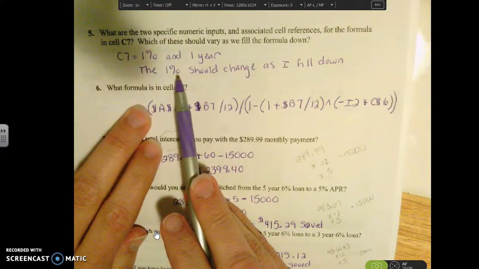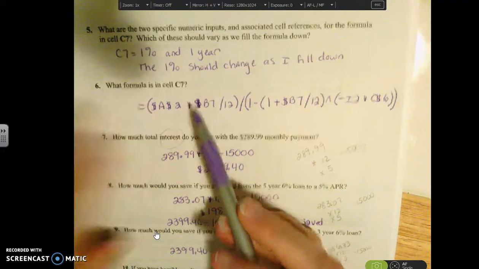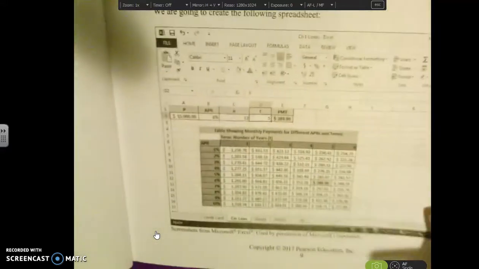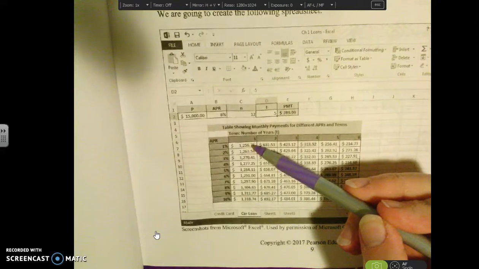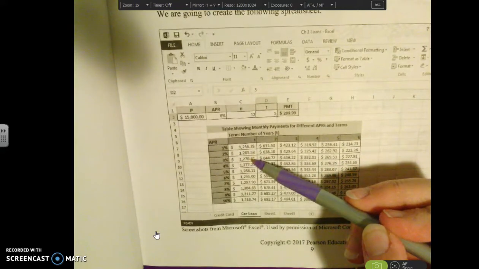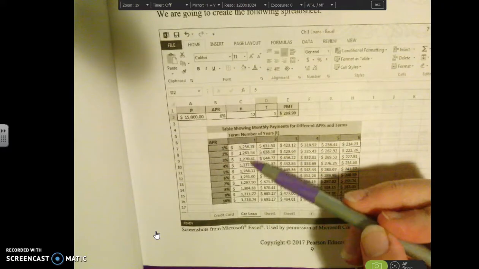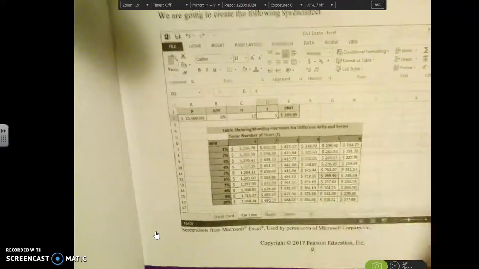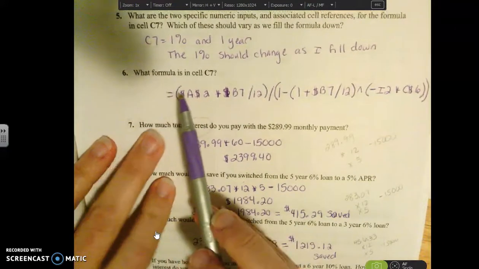So the 1%, when I fill that column down, should change as I fill it down. So again, when you look back at this table, when I take this value and I fill it down, it's going to be 1% here, 2% here, 3% here, but the years is going to be 1 all the way down. Okay?